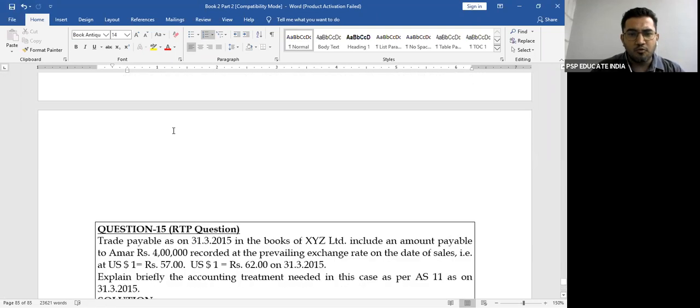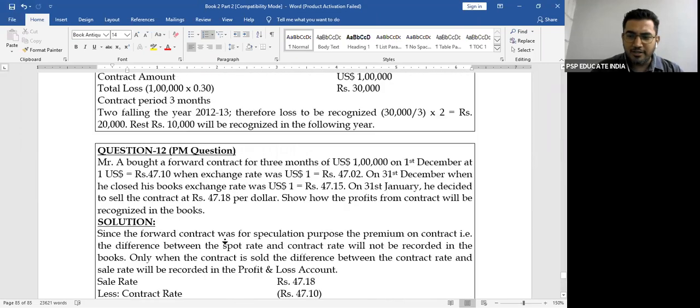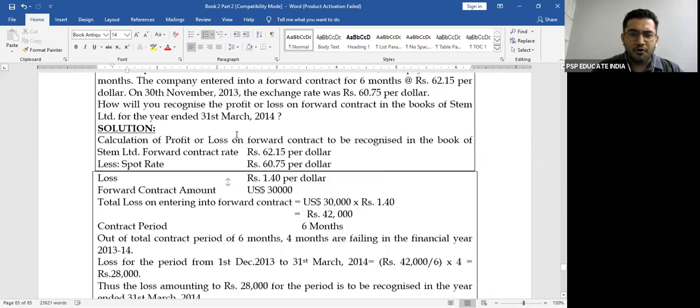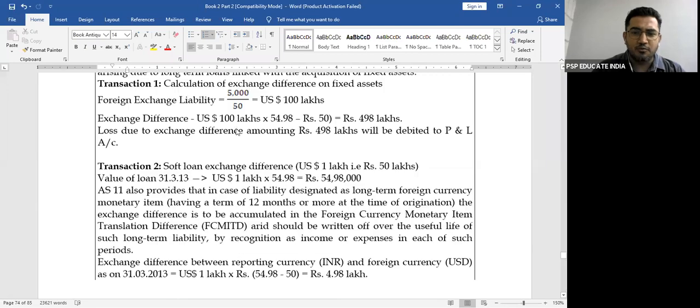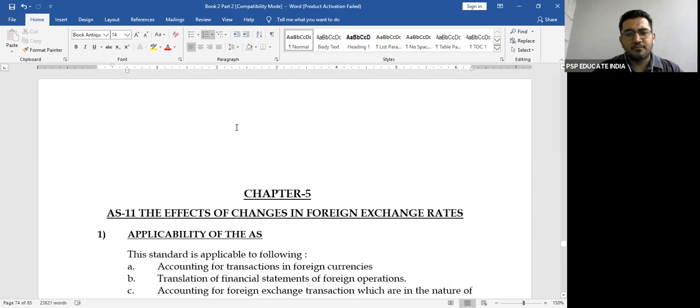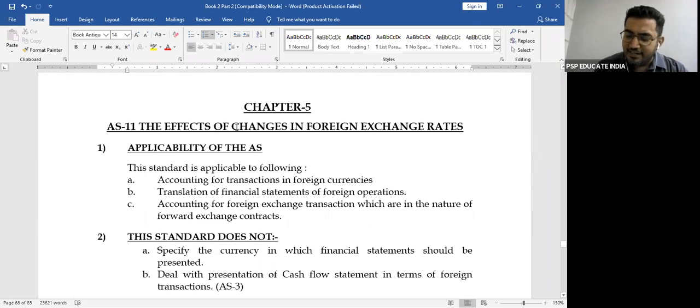So quickly come to the summary of key points. In fact, what we'll do is, let's cover from the first page, so that if there is an important question that I want to discuss once again with you, I can do that. Come to the first page of AS-11. Let's quickly revise the entire accounting standard. Quickly come to page number 64, I guess. Yes, 64. Come to page number 64.